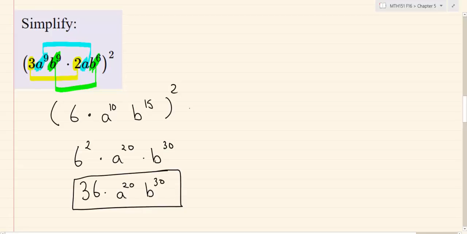Could you do this a different way? Sure you can. 3 squared A to the 18th, B to the 18th times 2 squared A to the second, B to the 12th.